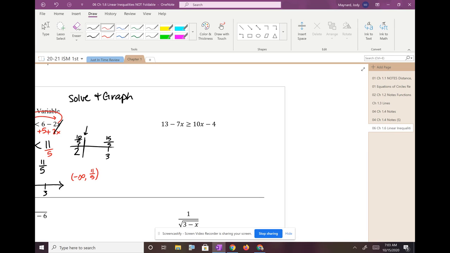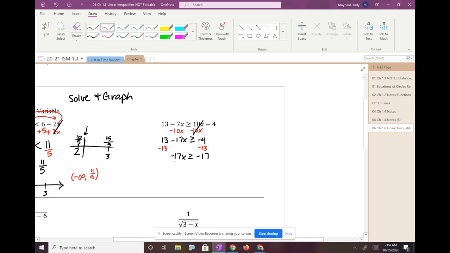Now, if you didn't like me doing 2 steps last time, I'm going to go ahead and do 1 step this time. So subtract 10x from both sides. Now, this leaves me with 13. Then negative 7x minus 10x is minus 17x is greater than or equal to, this goes away, negative 4. Now we want to solve for x, so we want to subtract 13 from both sides. This gives me negative 17x is greater than or equal to negative 4 minus 13, which is negative 17.